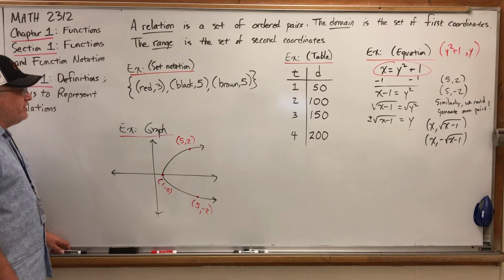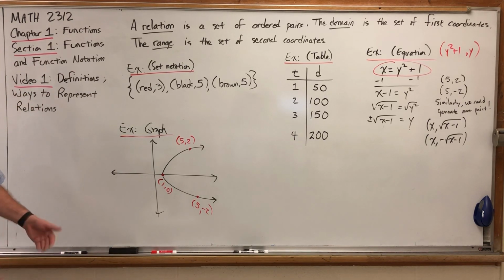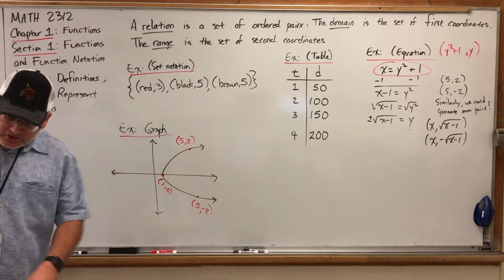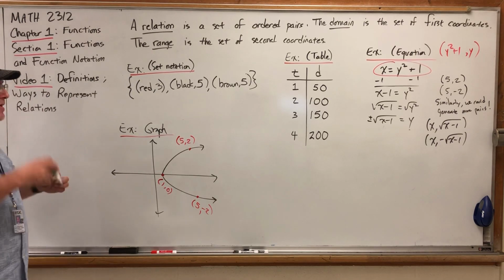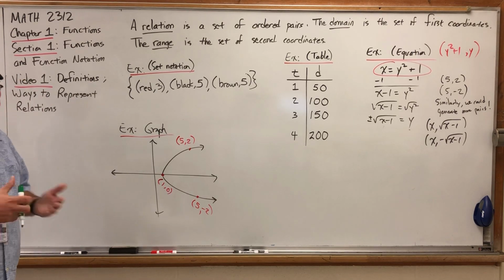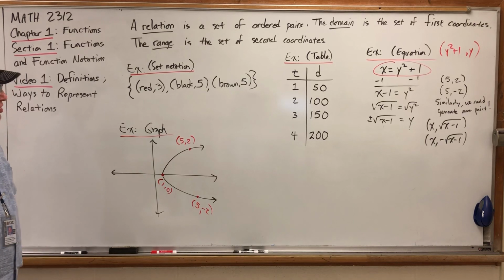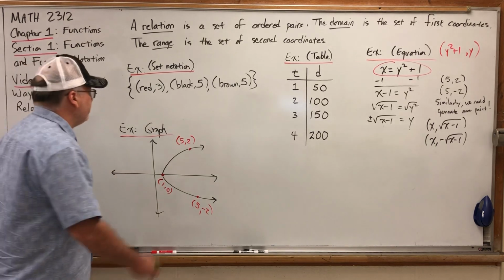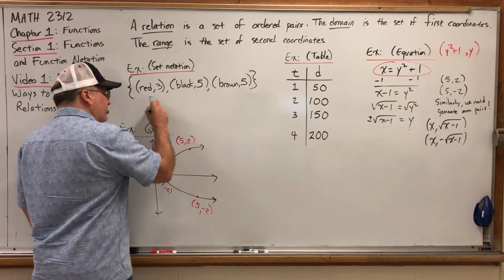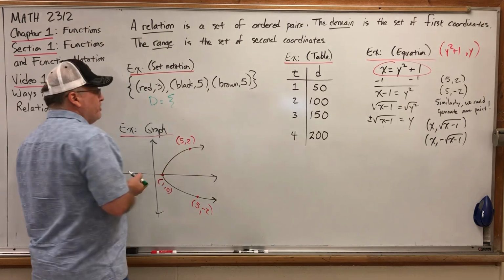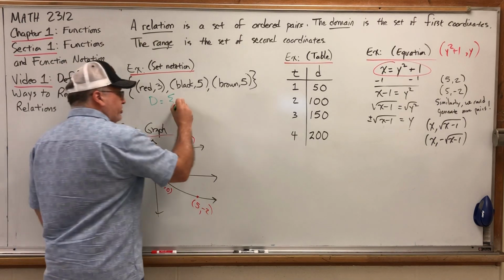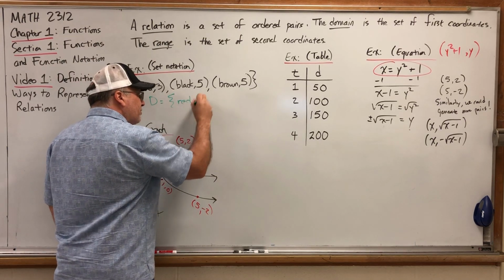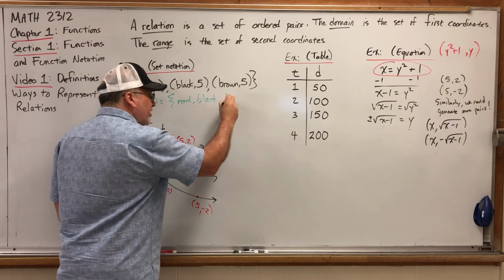Before we wrap up this video, let's see if we can pull out the domain and range from some of these relations. We can actually pull out the domain and range from all of them with the correct tools, but in this video we're just going to use the definitions that the domain is the set of first coordinates and the range is the set of second coordinates. In set notation, this is easy. You simply have to open up a set and write all the first coordinates. In this case, red, black, and brown.